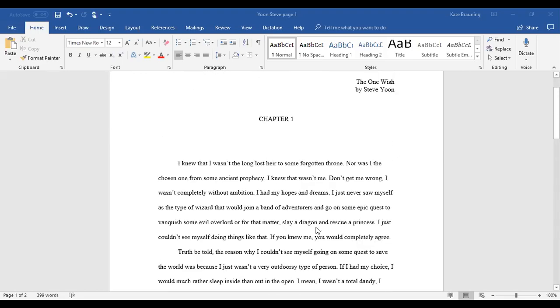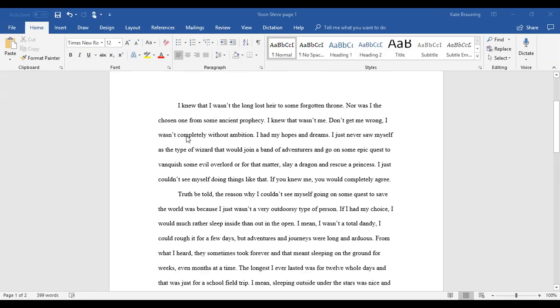So I'm going to scroll back up to the start here. I love the first line. "For starters, I knew that I wasn't the long-lost heir to some forgotten throne." Makes me wonder, was there a question about that? Like, what in the world is happening here? I love that. "Nor was I the chosen one." Okay, well, yeah, that grounds it. We know it's not me, which is fascinating and refreshing in fantasy.